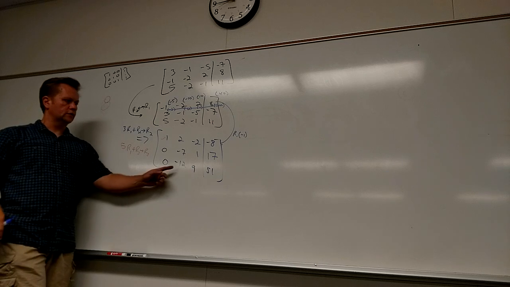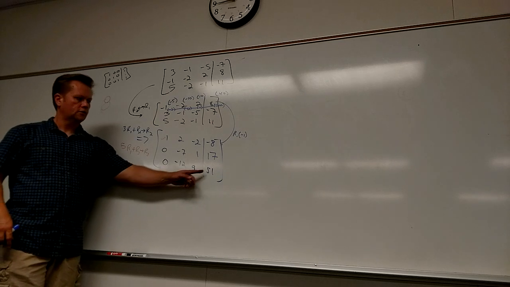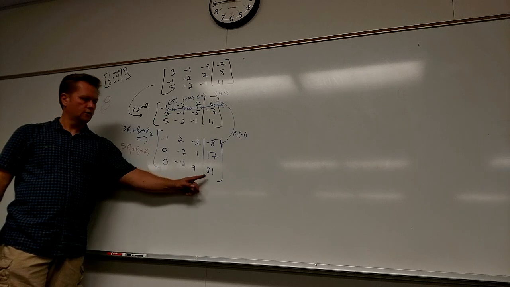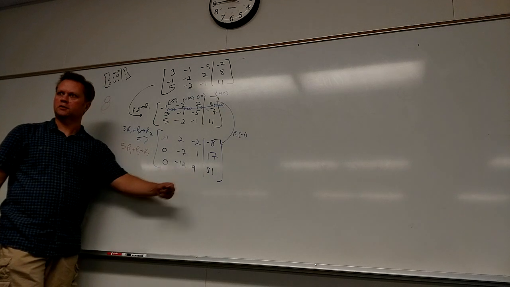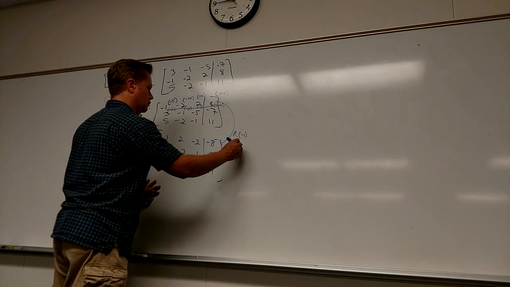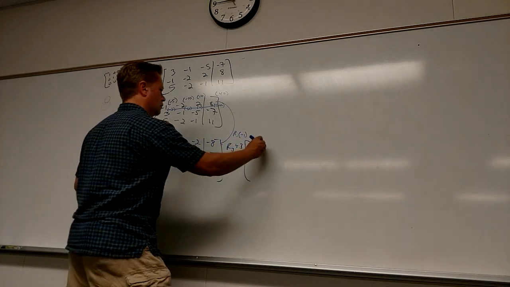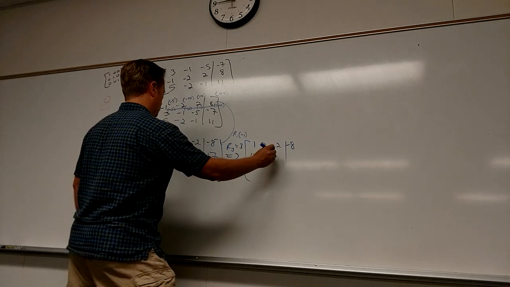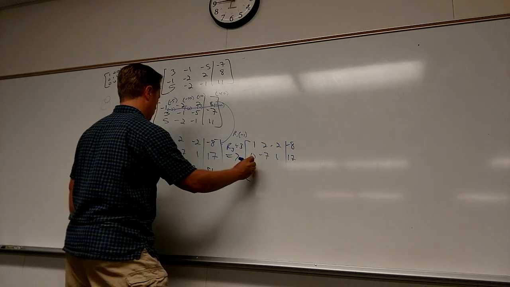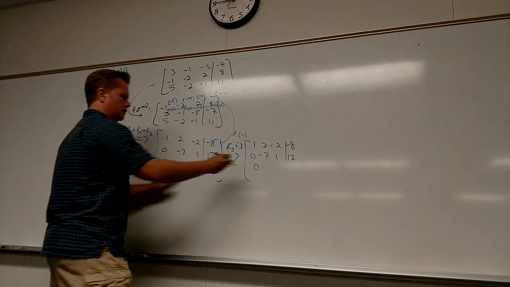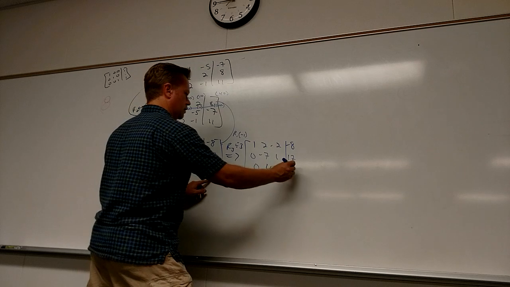I don't know if you guys see this, but all those are divisible by 3. 5 plus 1 is 6, so it's divisible by 3. So I can divide row 3 by 3. Let's divide it by negative 3. 4, negative 3, negative 17.